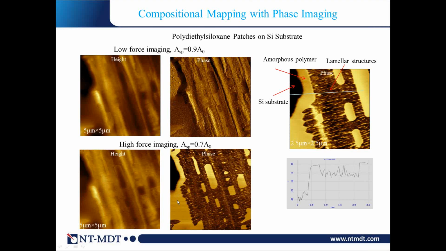There are regions that interact with the amorphous polymer, these are the bright patches, and the dark is where the tip interacts with lamellar structures, which are more rigid. But this rigidity is kind of intermediate between the very rigid silicon substrate and the very soft polymer. This is the kind of assignment given here.